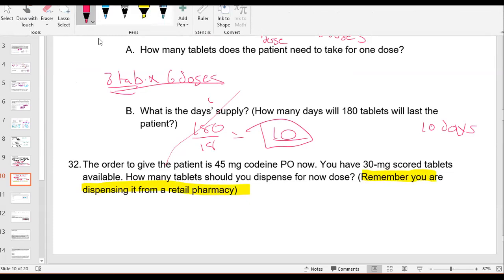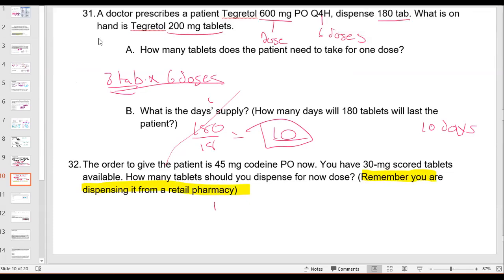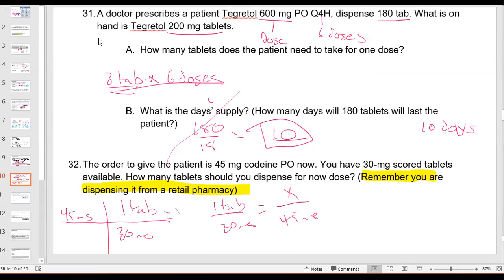Okay, so the dose is 45 milligrams and we have 30 milligram tablets. So how many tablets is that? One tablet is 30 milligrams, and what we need is 45 milligrams over X. Or you can do 45 milligrams with dimension analysis, times 1 tablet over 30 milligrams, which equals 1.5, right? Either way, X equals 1.5.